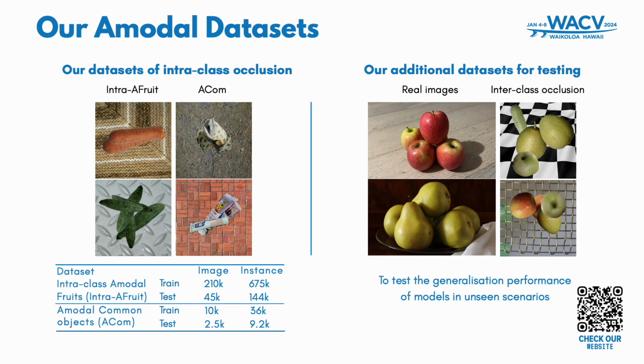Our two synthetic amodal datasets contain a total of over 267,000 images of intra-class occlusion scenarios. The Intra-class Amodal Fruits dataset is built for intra-class occlusion of fruits and vegetables. The Amodal Common Objects dataset is built for intra-class occlusion of daily common objects. In addition, we built two datasets for testing the model's generalization ability in unseen scenarios: a real-world dataset of intra-class occlusions, and an inter-class amodal dataset that considers the occlusion of multiple categories of objects.